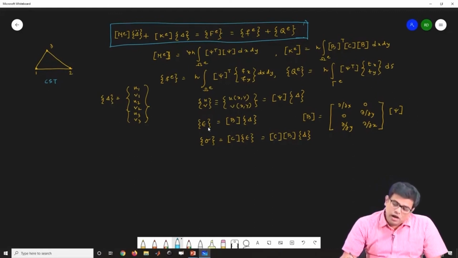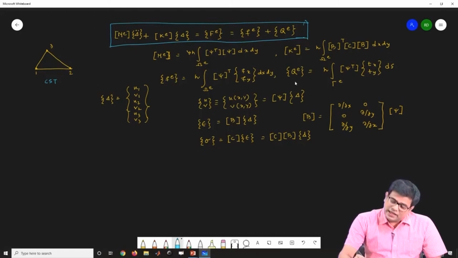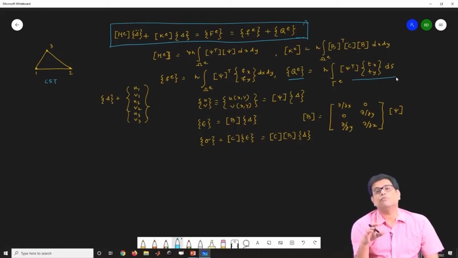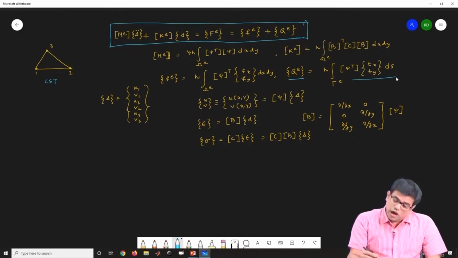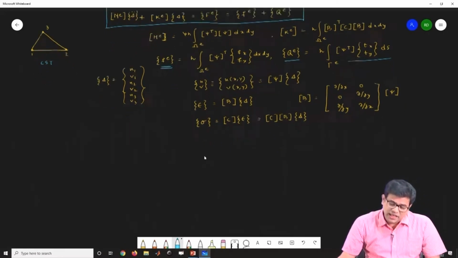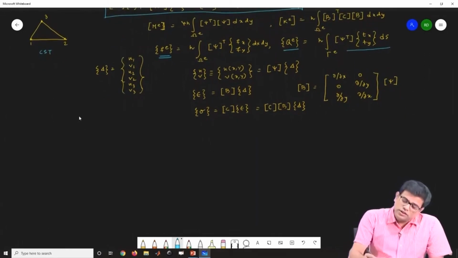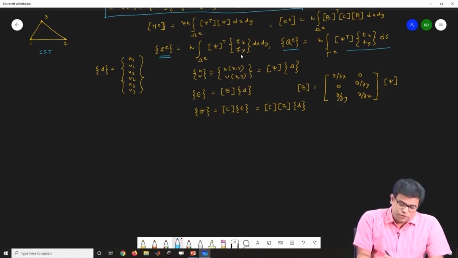Now, the important part that we are going to discuss here is that this traction vector has to be computed over the boundary of the element, not inside the element. Before that, let me also mention the body force term. If you have Fx and Fy, you can compute it very easily.